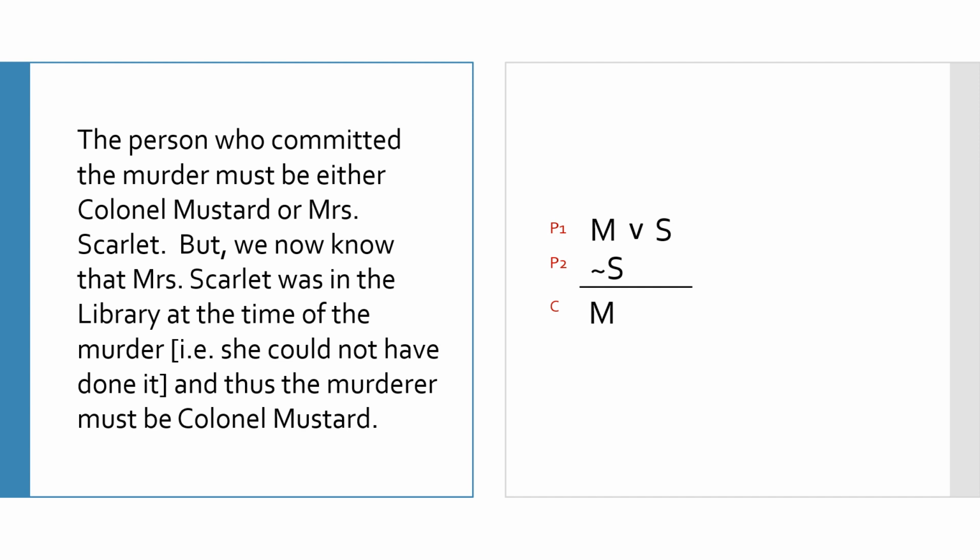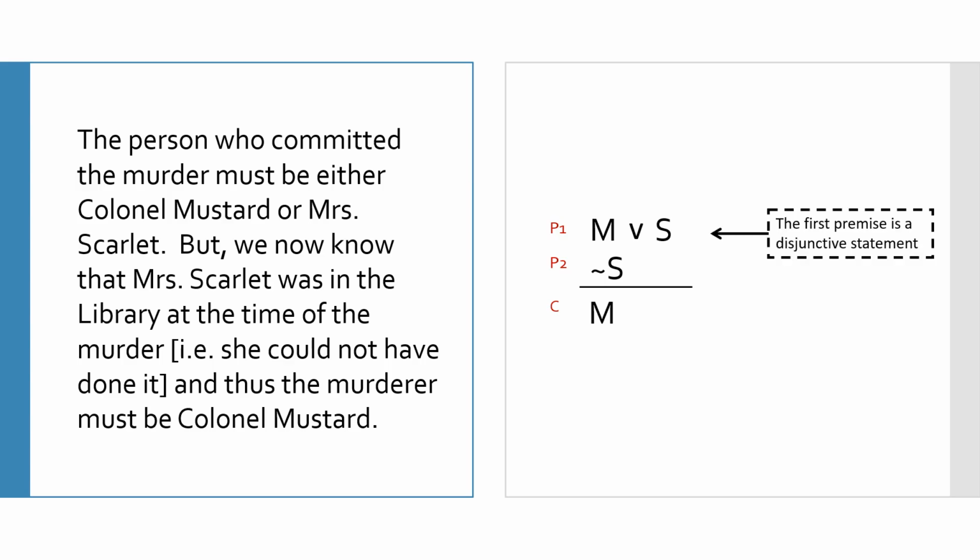And if you think about this reasoning, it's fairly compelling stuff. If it is in fact true that one of these two individuals did commit the murder, it was Colonel Mustard or Miss Scarlet that committed the murder, and we now know that Miss Scarlet did not commit the murder, then it follows necessarily that Colonel Mustard did. So notice the basic structure of this.